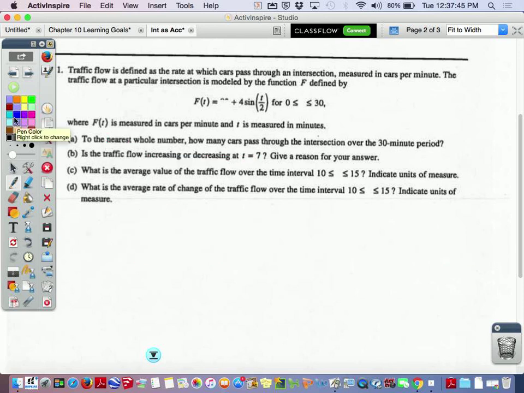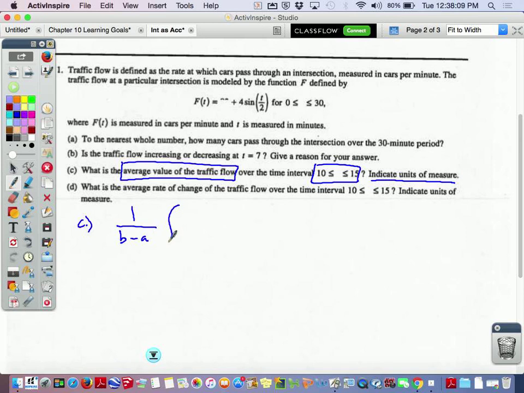Part C. What is the average value of the traffic flow over the time interval 10 to 15? And now another thing we need to pay attention to is it says indicate units of measure. That means there's an expectation that you give a unit here. So average value of a function, we need to pull out this equation, which gives us the average value of a function.